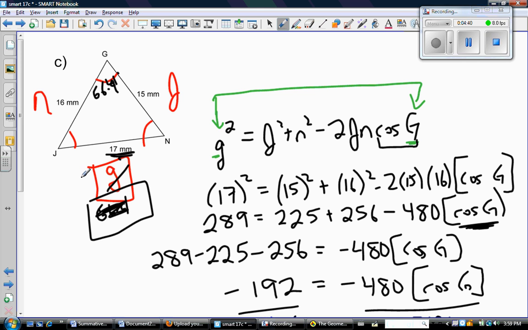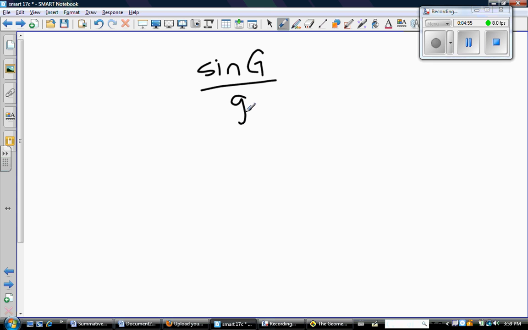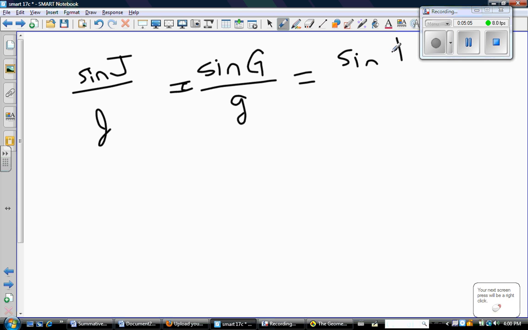Now I can start to use sine law. For sine law, I can set up sine G over G and work on finding the rest of the values. So here's how I would set it up. Sine G over G equals sine J over little j, and that also equals sine N over n.